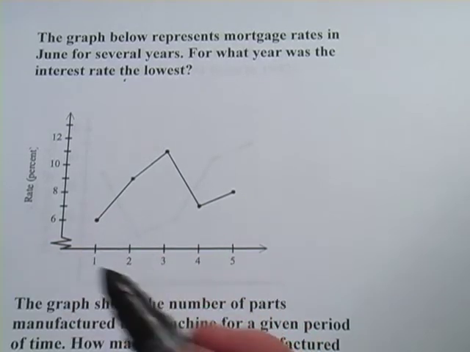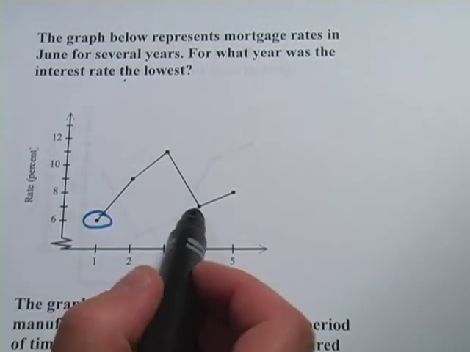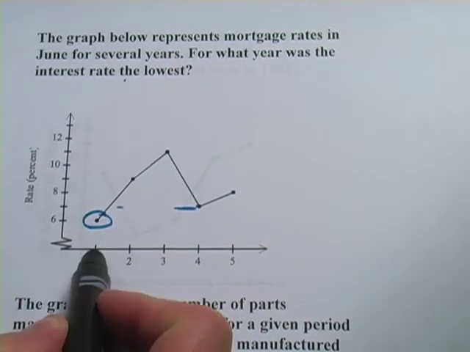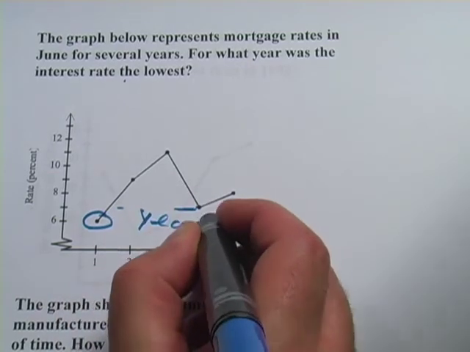Well, you can tell that just by looking, I think. It's this one. This one's up at 7, and this one's at 6. So that's year 1. So the answer to this would be year 1.